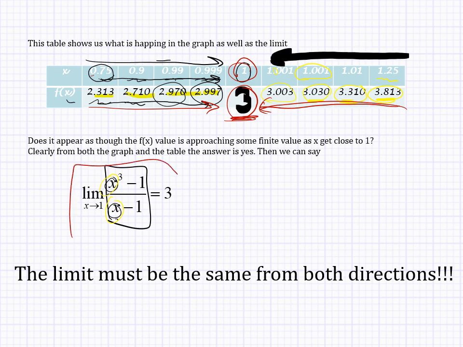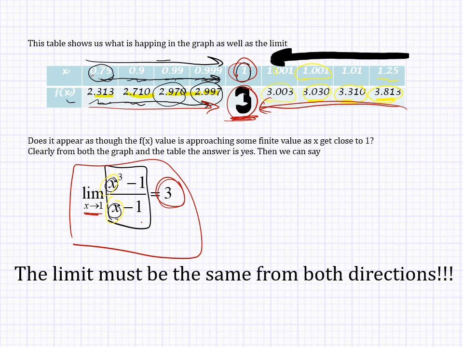So we can say that the limit as x approaches 1 of x cubed minus 1 over x minus 1 is 3. Now this would require you to fill this table out, which I think if you tried to do this yourself would take you some time. Again, Excel, I could probably get it done in about 10 seconds, but by hand, not ideal, but it gets the job done.